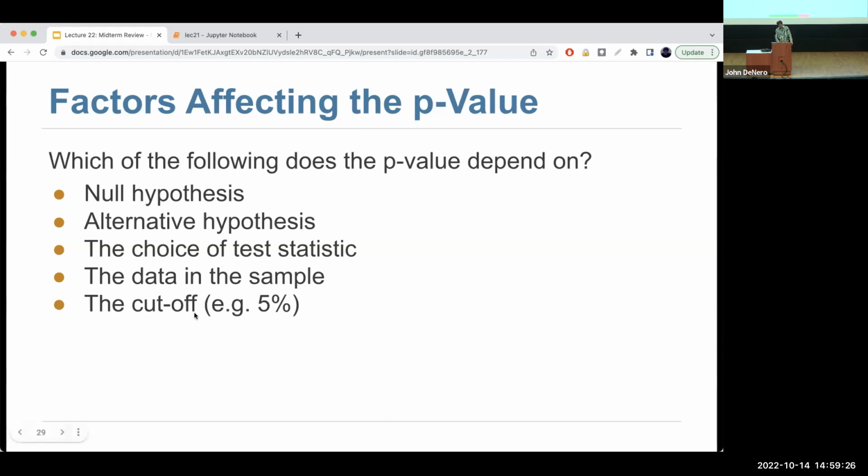The p-value cutoff doesn't change the p-value. It's what you compare. It's how you interpret the p-value. The p-value is what it is. The cutoff tells you whether you think it's small enough, but it doesn't change the p-value. So I would have said all except the cutoff for this.